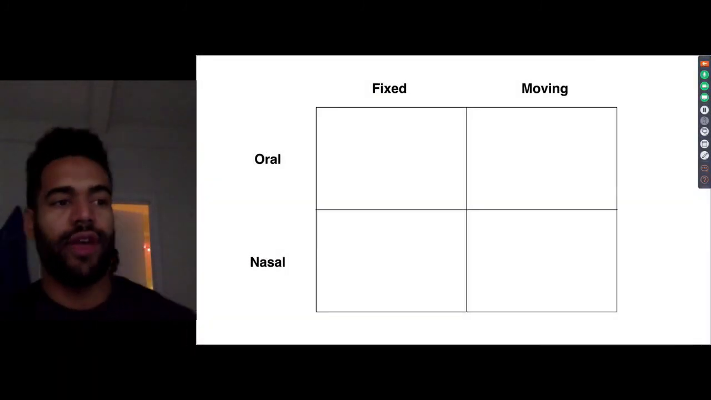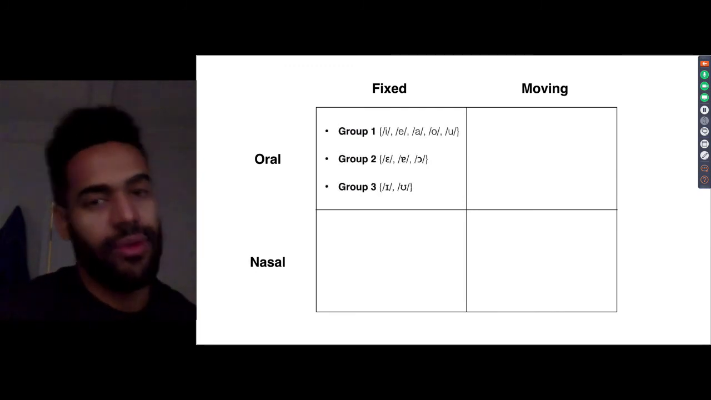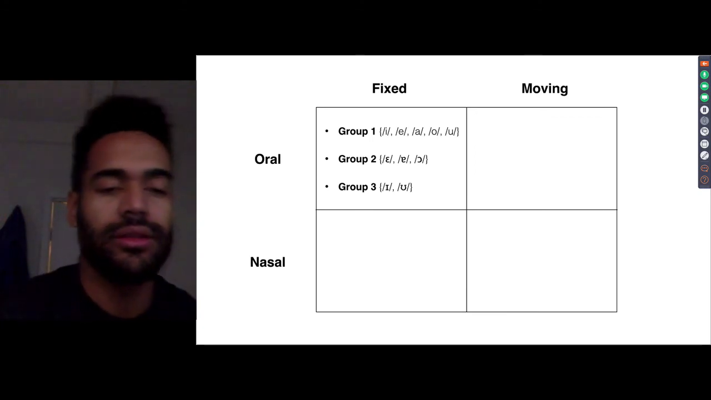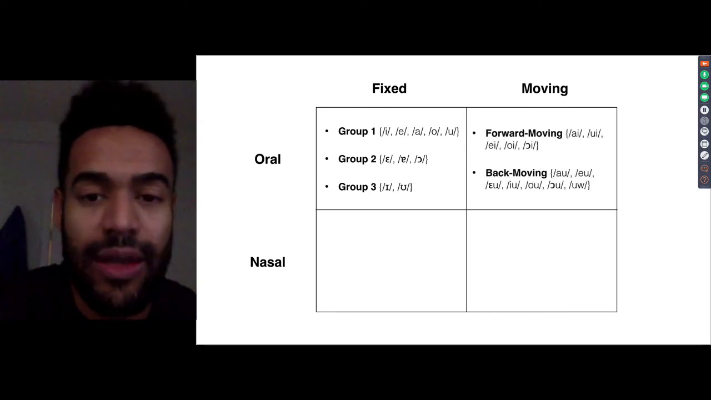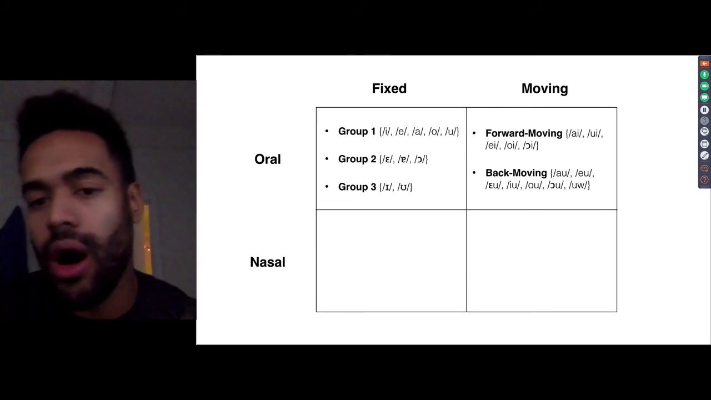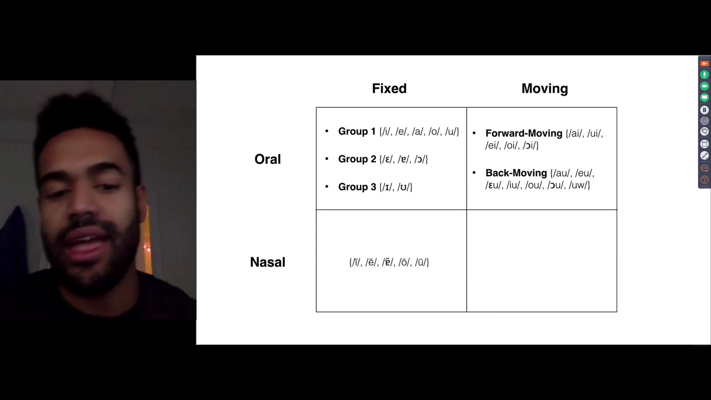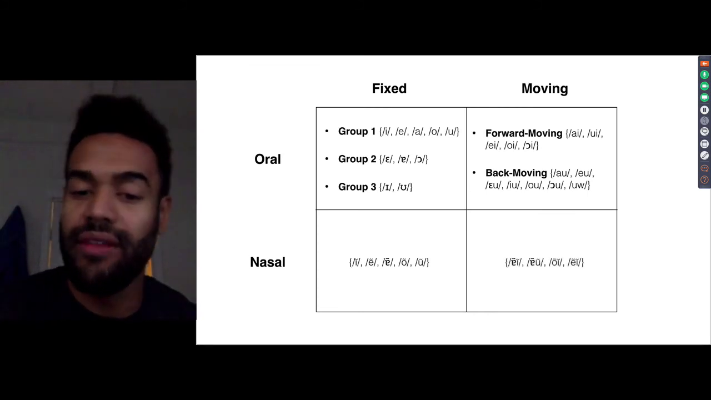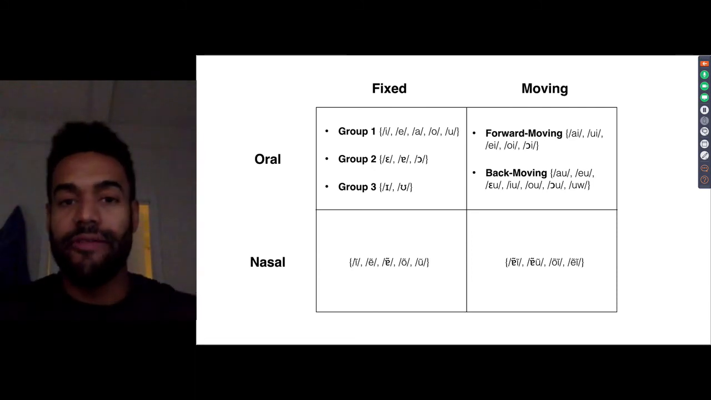So to review then, we have the fixed oral vowels, which are from last webinar. We have the E, A, I, O, U, and so on. These are our fixed position oral vowels. We also covered the moving oral vowels. Then we had the fixed nasal vowels, and the moving nasal vowels. So these are all of the Portuguese vowels.